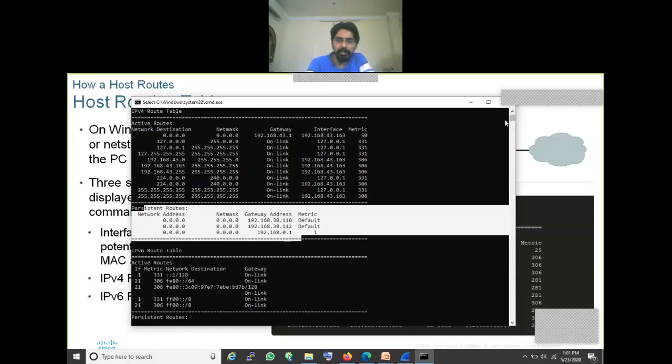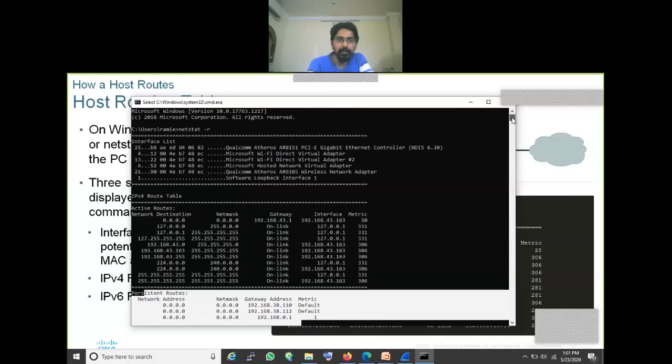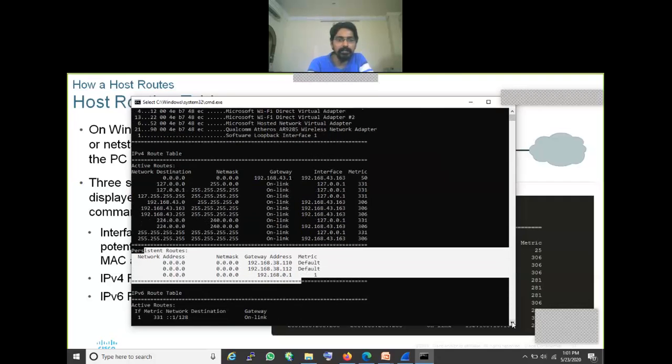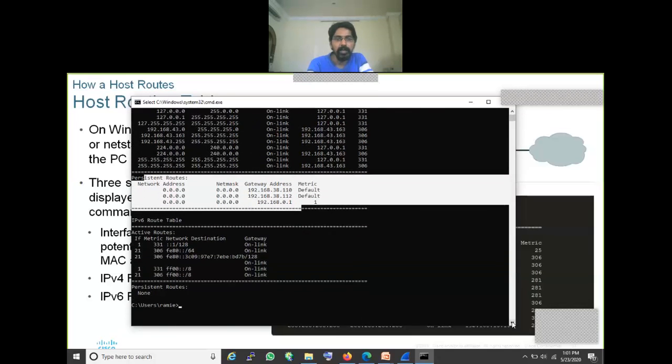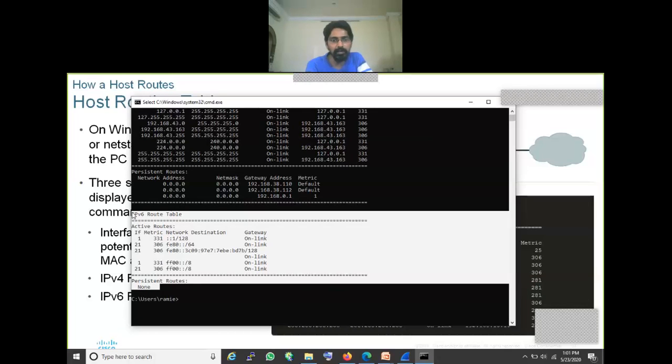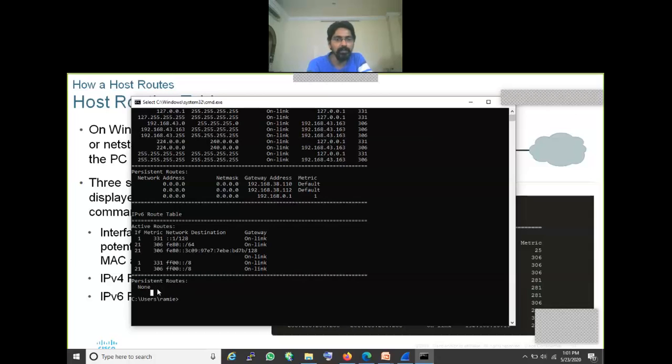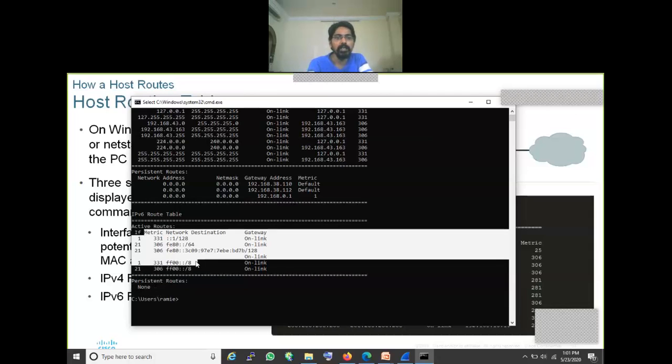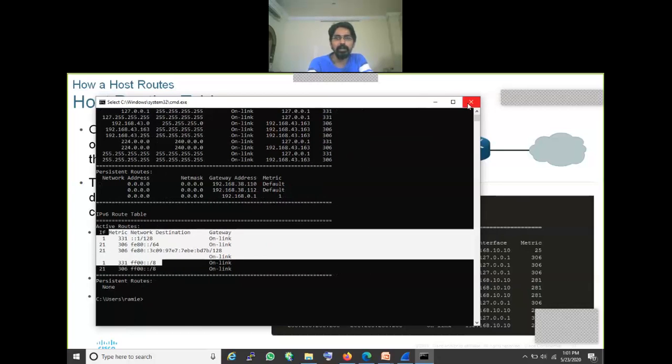Next, the IPv6 routing table is there, but it's not showing any addresses because I didn't establish any IPv6 routes, because my network won't support IPv6 right now. That's why persistent routes are none. The available routes are none. So this is the way you can check your routes.